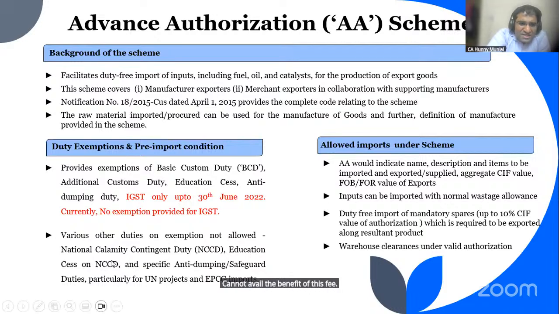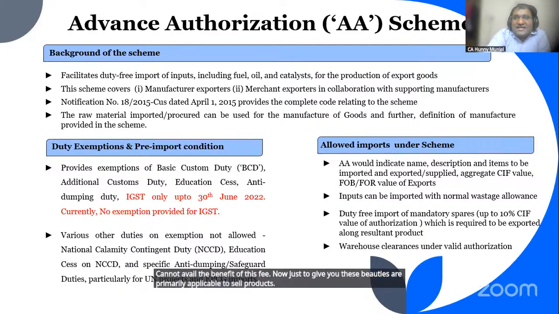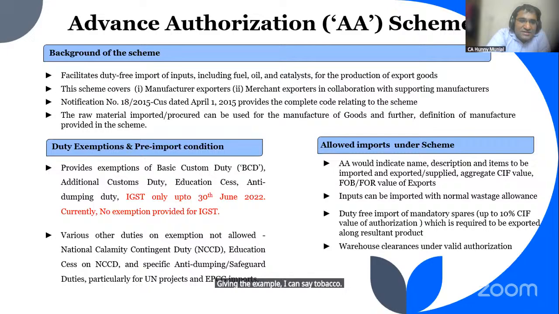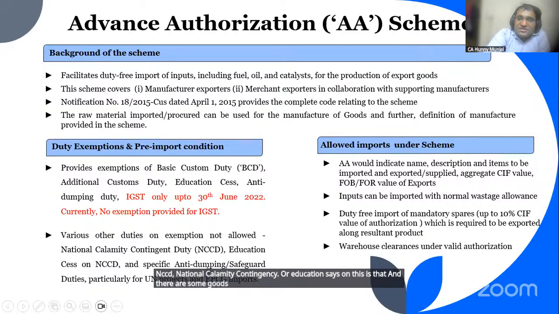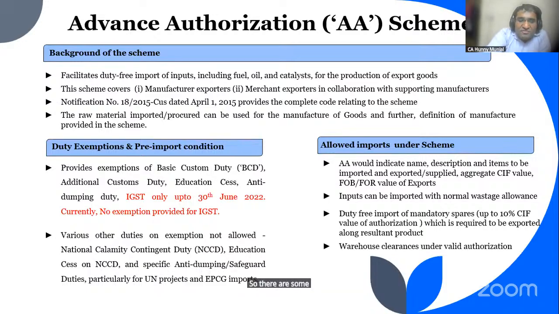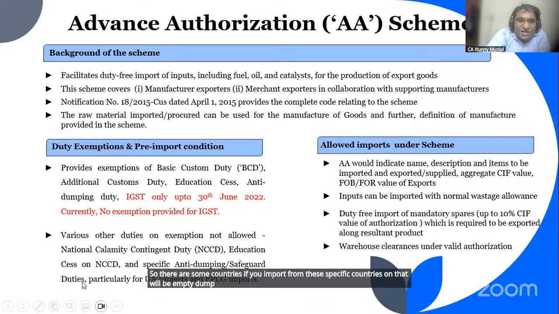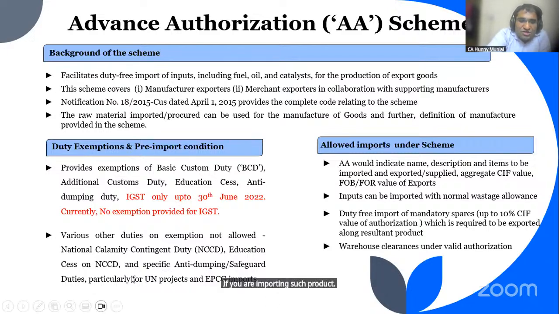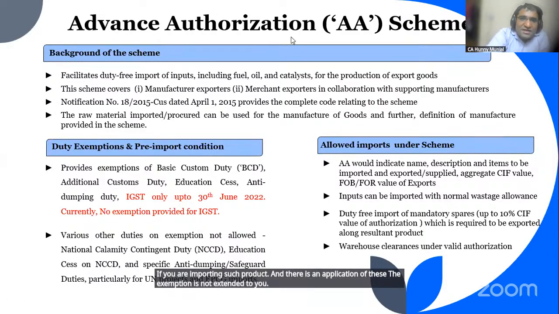Now, just to give you an idea, these duties are primarily applicable to sin products. Giving an example, I can say tobacco. On tobacco manufacturing, NCCD, National Calamity Contingent Duty, or education cess is applicable. And there are some goods on which anti-dumping duty applies. If you import from certain specific countries, there will be anti-dumping duty or safeguard duty. If you are importing such a product and these duties apply, the exemption is not extended to you under this scheme.